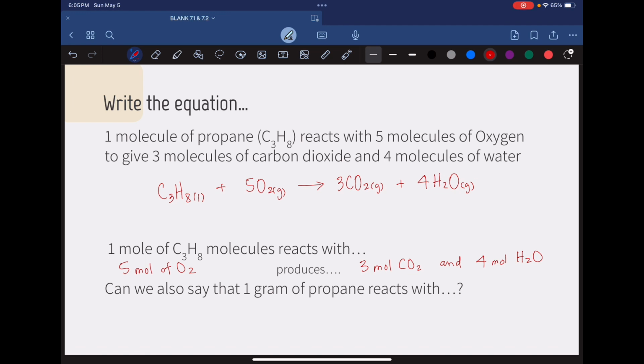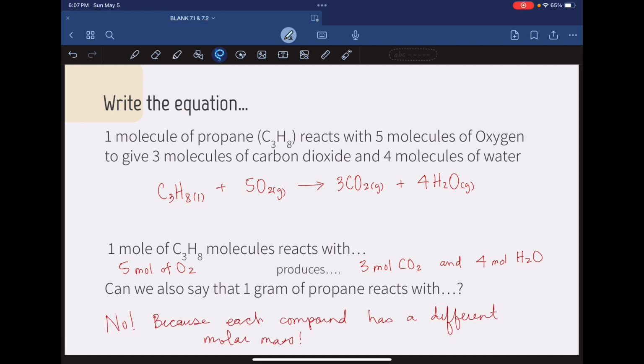The bottom question asks, can we also say that 1 gram of propane reacts with 5 grams of O2 to produce 3 grams of CO2 and 4 grams of water? The answer is no, because each compound has a different molar mass. So we can't really say 1 mole and 1 gram are the same. A mole is the unit that helps us compare all compounds and elements, but grams are just going to be their masses.